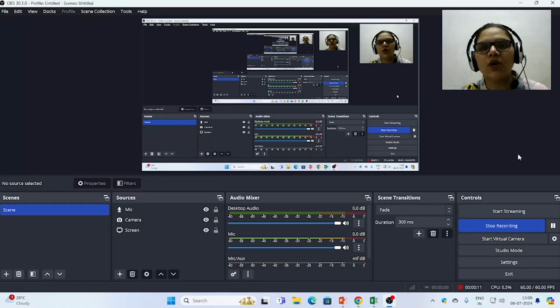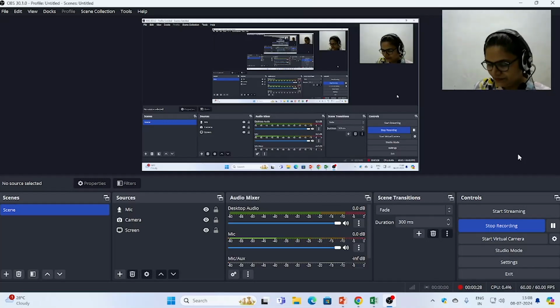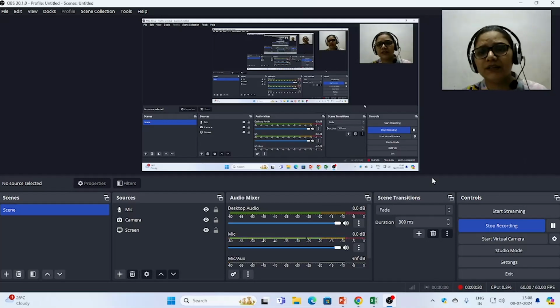I welcome you all to this session in which we will be discussing various kinds of inventory levels and the determination of various kinds of levels. We have discussed the theory part in the previous sessions. Now in this particular session, we will be discussing the numerical aspects. So let's start.